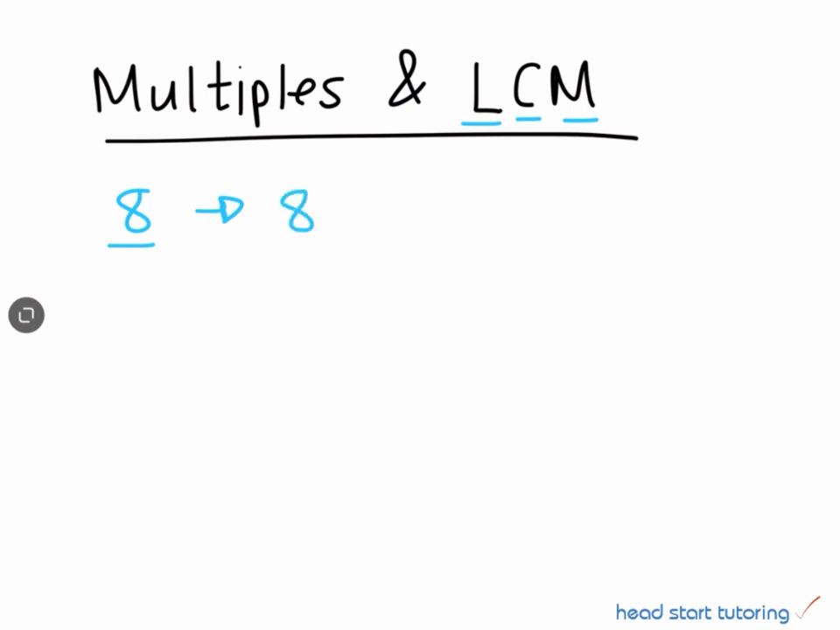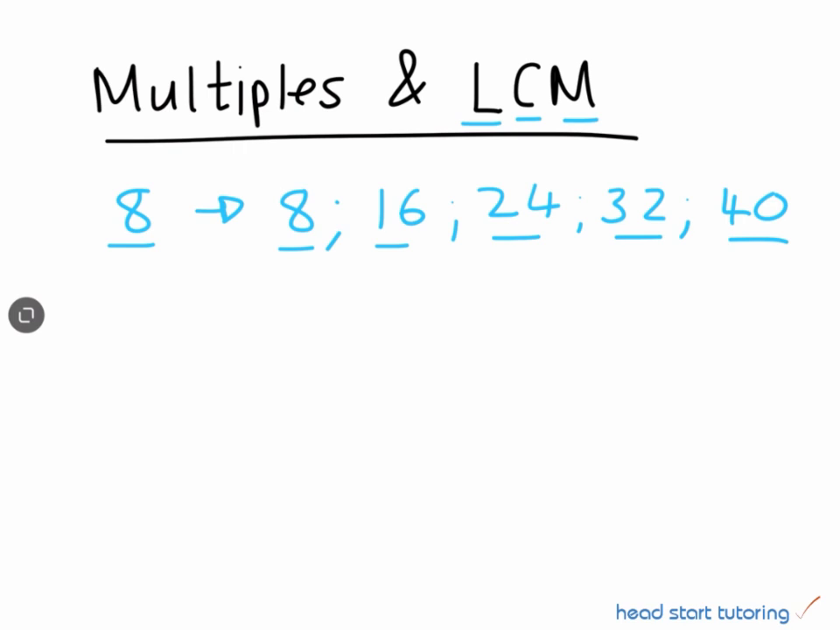So our first 5 multiples of 8 are 8, 16, 24, 32, and 40. So as you can see, 8 fits perfectly into all these numbers, and therefore 8 is a factor of all those numbers. 8 is a factor of all the multiples of 8.